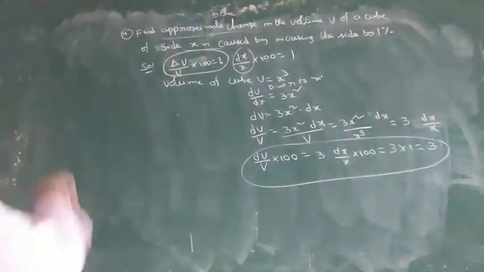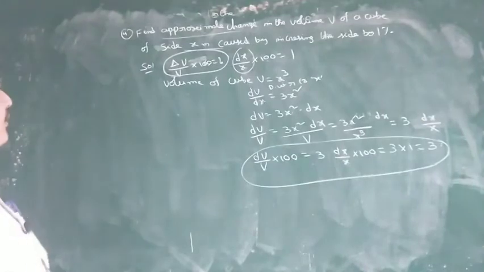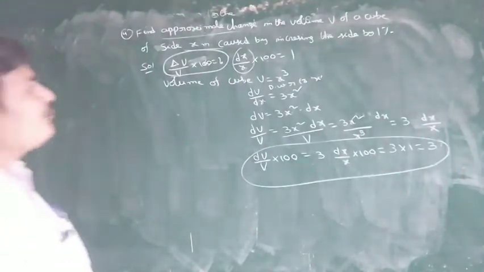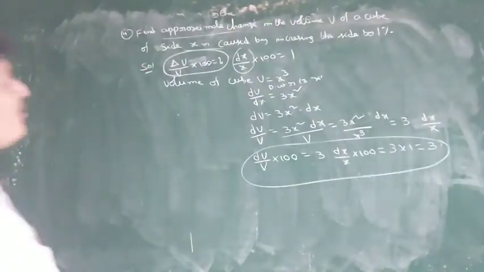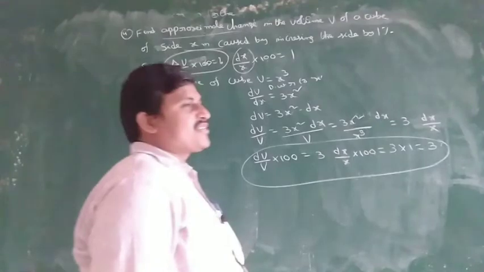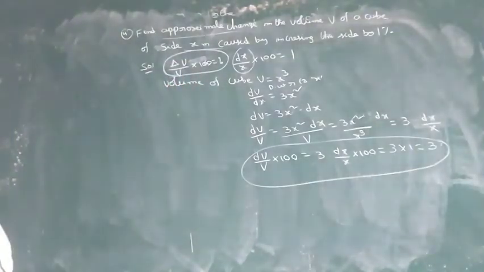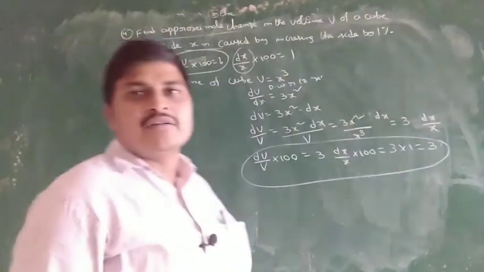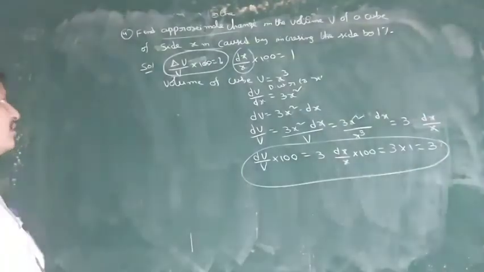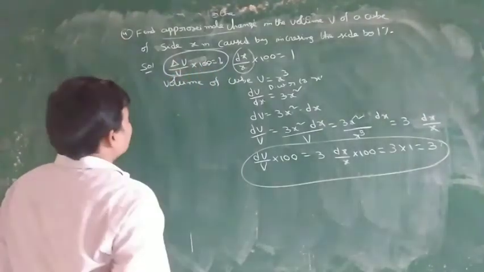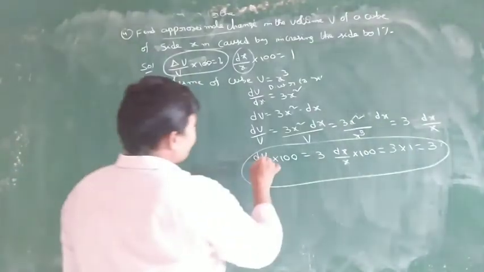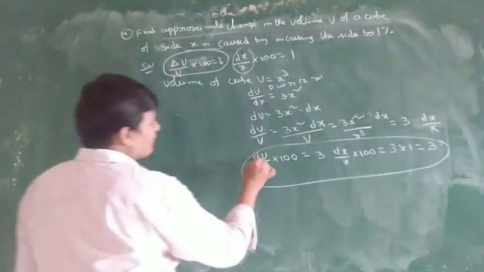Once again, the approximate change in the volume V of a cube with side x meters, caused by increasing the side by 1%. The side percentage error is given, but we find the volume percentage error. Volume percentage error means dV by V into 100.